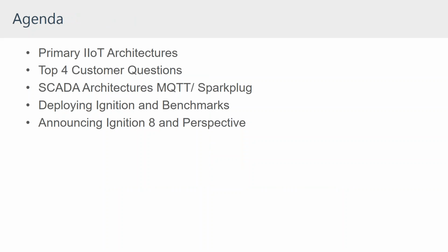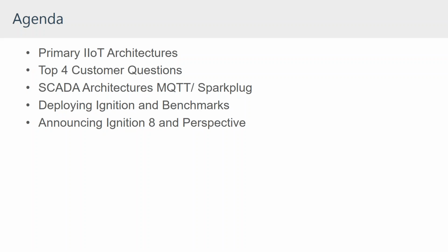So let me go ahead and jump into the agenda here. First two bullet points I'll be covering. I'm going to go over the primary IoT architectures that we see today with our industrial customers. And then I'm going to get into the top 4 customer questions, concerns, and areas that customers are frequently engaging us to ask more questions about, and then how we deploy one of these IIoT solutions.